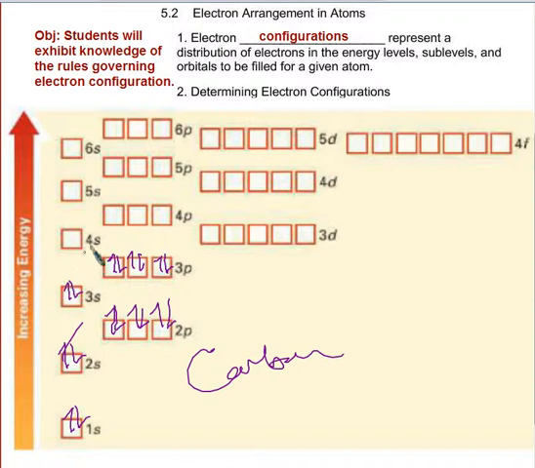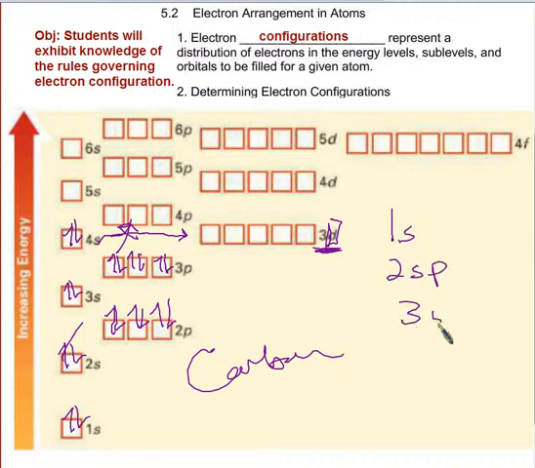Now here's where we get a little tricky. Next lowest energy level, according to the diagram, is 4s. 19, 20. But after 4s comes 3d and not 4p. So the 3d energy sublevel, because remember, the first time we ever see a d orbital is in the 3rd energy level: 1s, 2sp, 3spd.